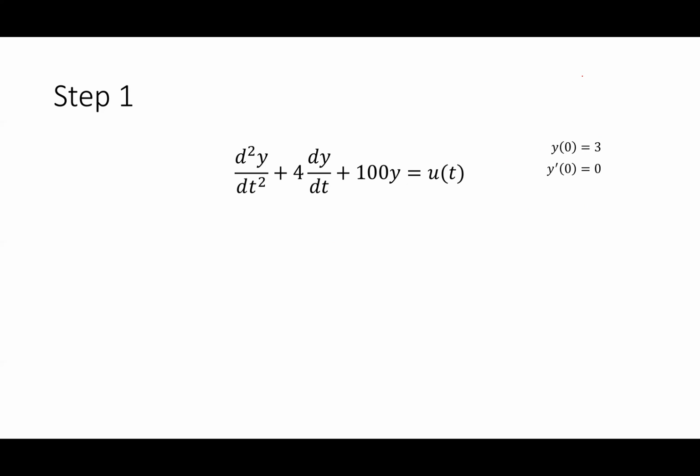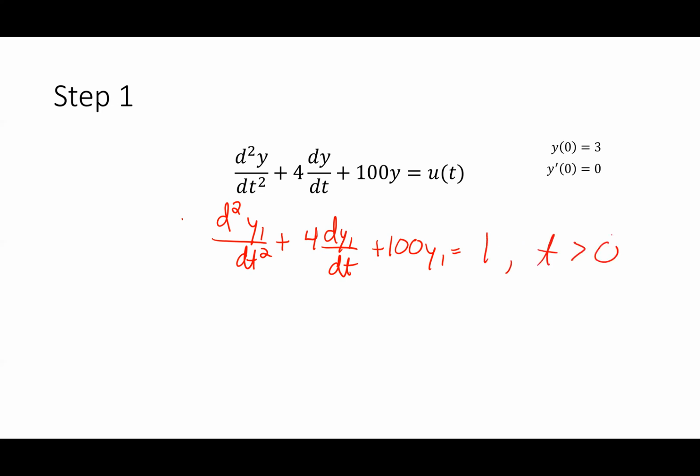So what I did was I said, well, I need to rewrite this guy. So I have d squared y1 by dt squared plus 4 dy1 by dt plus 100 y1 equals u of t. But instead of writing it that way, I'm going to say equals 1 for t greater than 0. Okay, that's an equivalent statement. And what I did here was I said y1 equals y.